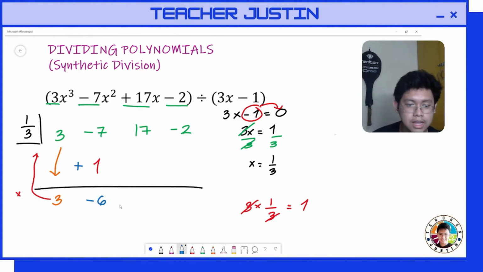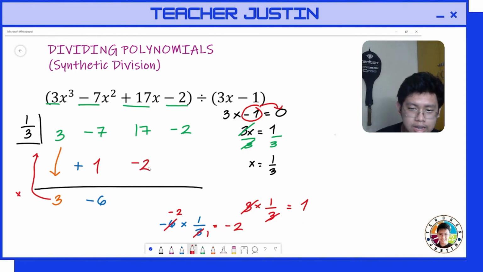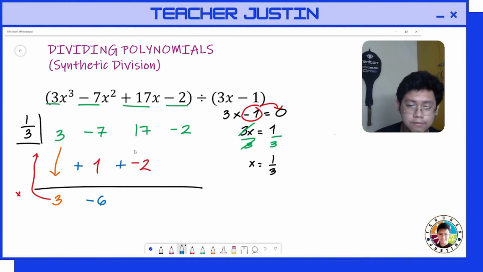Okay, so let's repeat. Negative 6 times 1/3. Let's cancel negative 6 and 3. So negative 6 will be negative 2, and 3 will become 1. So negative 2 times 1, that is negative 2 divided by 1, is negative 2. So let's place it here, negative 2. Then let's add 17 and negative 2. So 17 plus negative 2, that will give us positive 15.